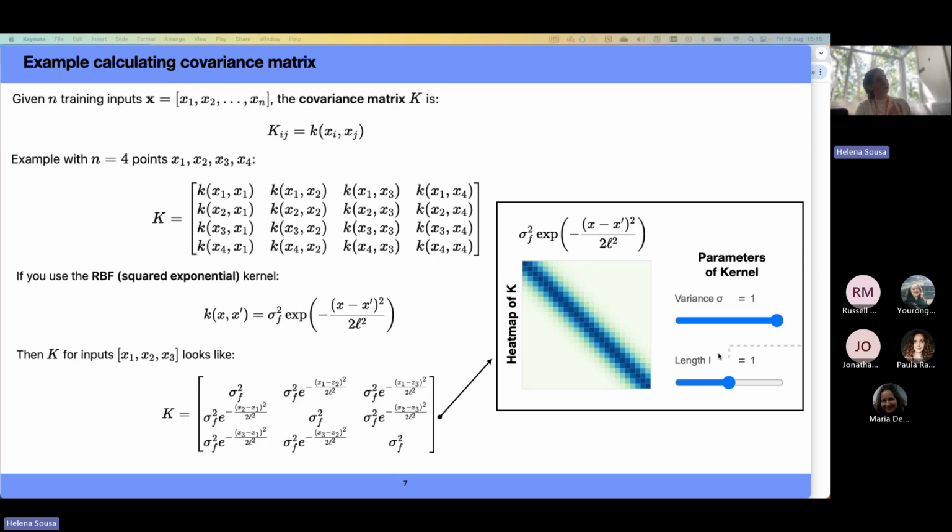corresponding to the effect of these different variance and length scale parameters that we choose. I'll also talk a bit more about the influence of parameters in the later stages of the presentation.